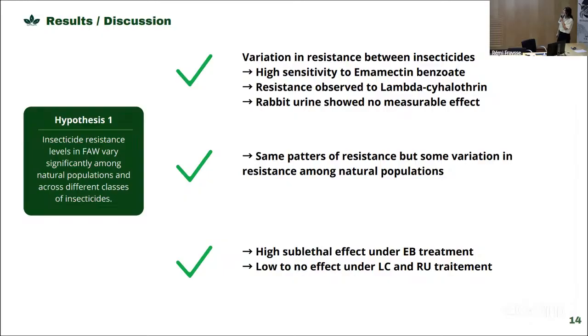So if we go back to my first hypothesis, we do have variation in resistance between insecticides, with a high sensitivity to emamectin benzoate and a high resistance observed under lambda-cyhalothrin. The Rabiturin shows no measurable effect, and we have the same pattern of resistance across all populations, but with some variation. And for the sublethal effect, we have a high sublethal effect under emamectin benzoate treatment and low to no effect under lambda-cyhalothrin and Rabiturin treatment. This means that we have a complete resistance under lambda-cyhalothrin, on both survival and sublethal effect.